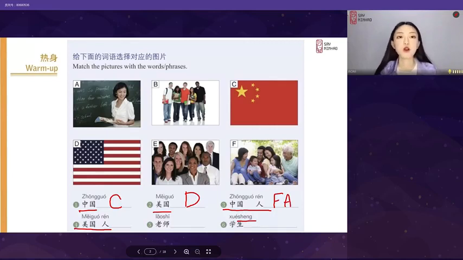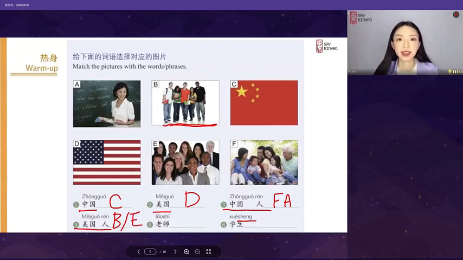Next one, 4. 美国人, which means American. So which one is the true answer? It is B. We can see there are many people of different skin color. So B must be American. And there is another answer, which is E. Okay, these two are American.